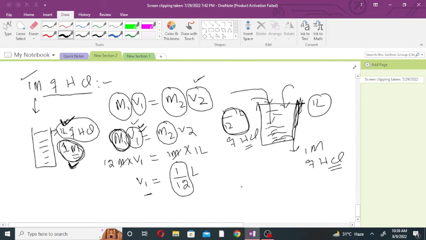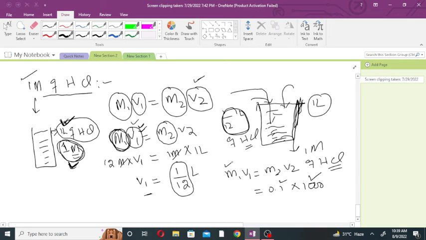Similarly, we can prepare a 0.1 molar HCl solution from the dilution formula, which is M1V1 equals M2V2. Suppose we are going to prepare a solution whose volume is 1000 ml, and whose molarity is 0.1 molar.